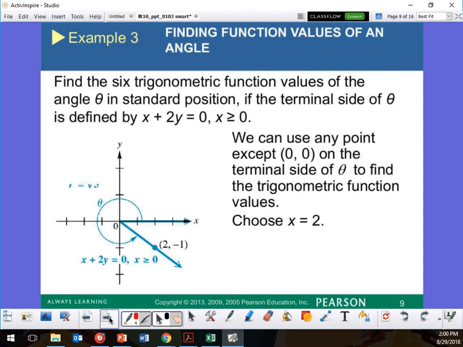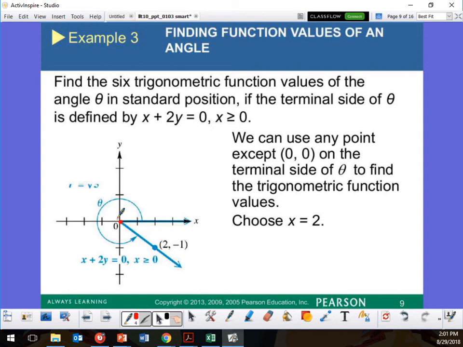There's example 2. Okay, here goes example 3. Find the 6 trig functions of the angle theta in standard position. We could use any point except 0, 0 on the terminal side. So, okay, we're starting here, and we're going to choose 2. Okay, you're going to be given a line, and you just have to find a point that has a good y value also. Because when you are plugging in numbers, you don't want the y value to have some weird fraction.